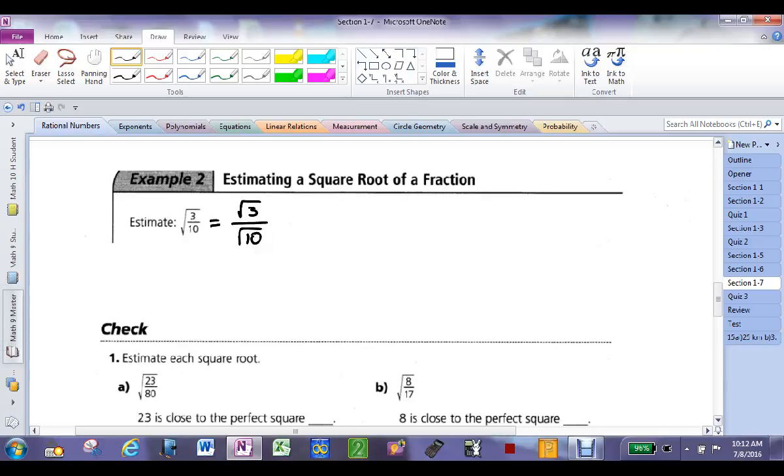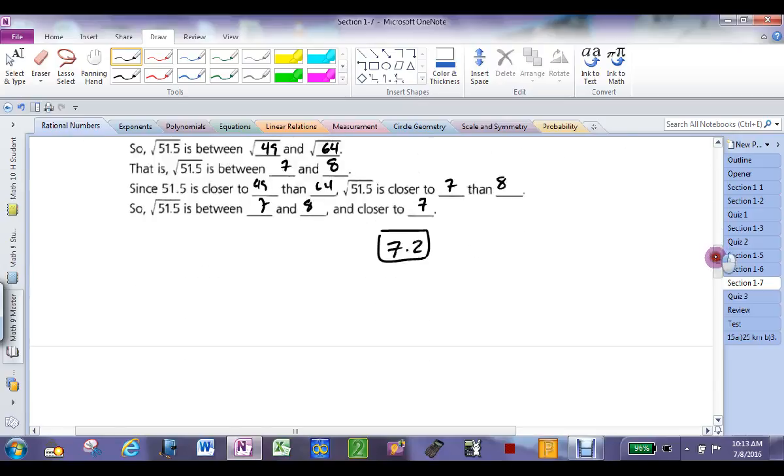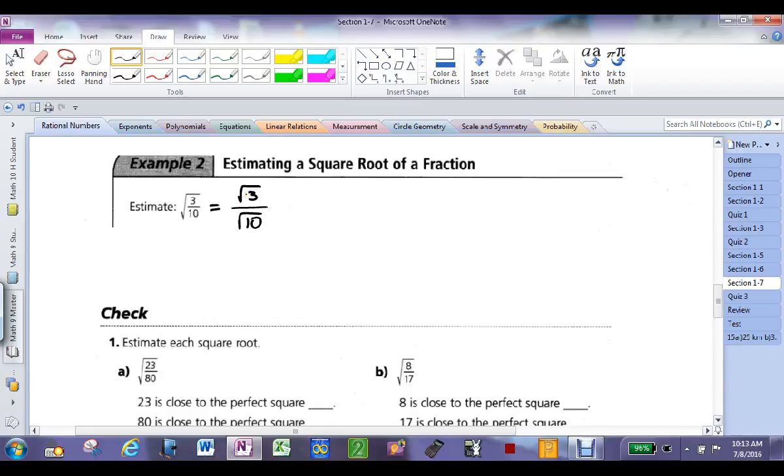Does 3 have a square root? No. Does 10 have a square root? No. They're not perfect. They're irrational, correct? But what did we do here when we had something that wasn't perfect? We used our perfect ones that were close by, didn't we? Is there a perfect square that's close to 3? 4. So I can estimate using perfect squares.